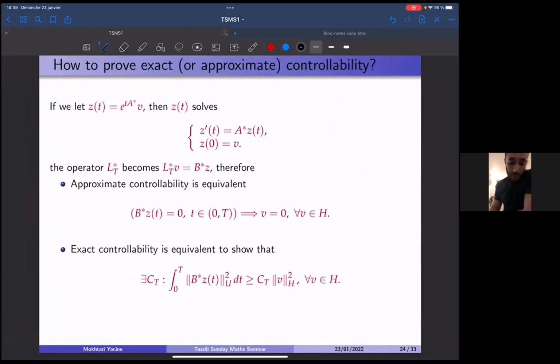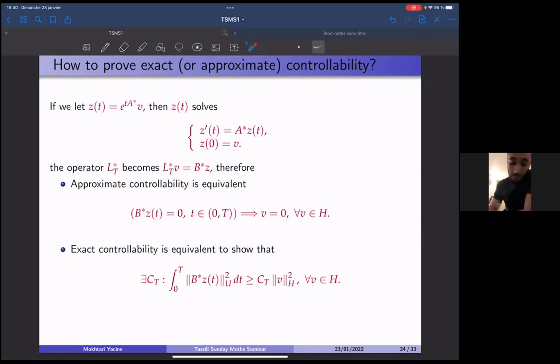And to be more precise, if we let Z_T equal this quantity here, the exponential of the adjoint of this operator applied to V, then we can see that Z_T solves this equation. This is simple since we can differentiate Z, and this gives A star Z. At the instant t equals 0, V is the initial state. So the adjoint operator of control becomes B star, the adjoint of B, applied to Z.